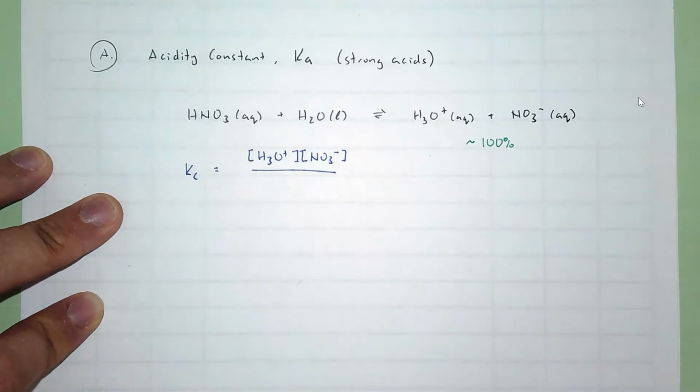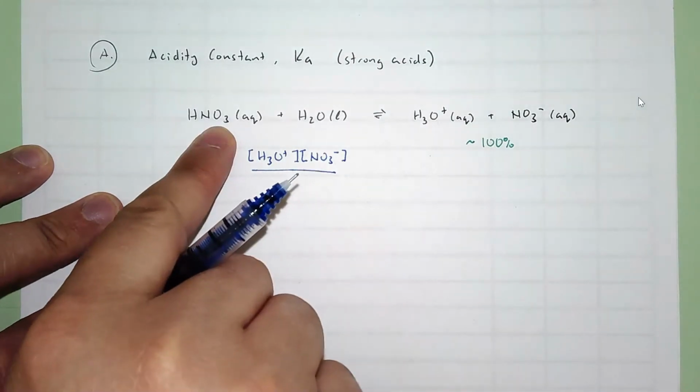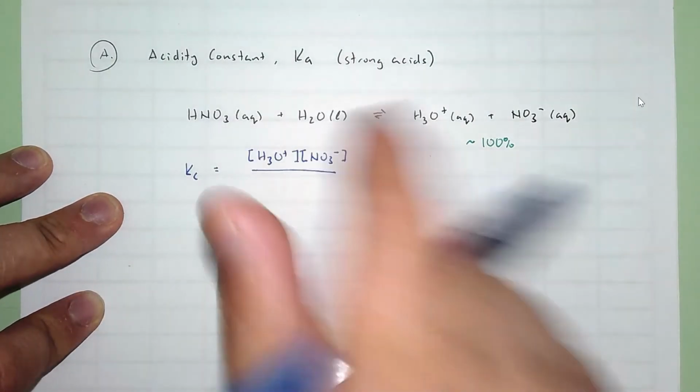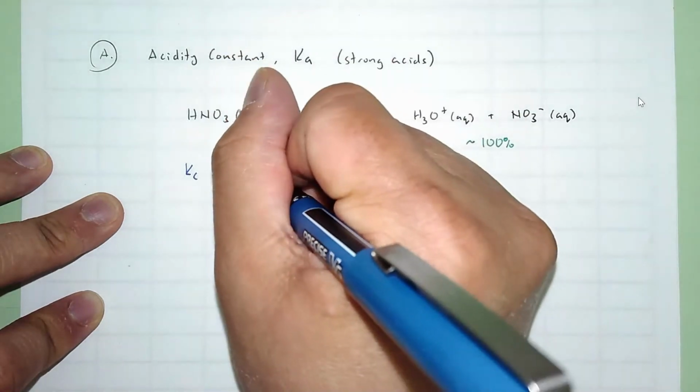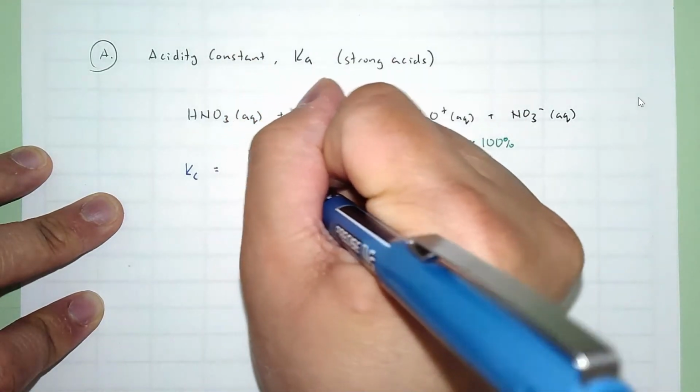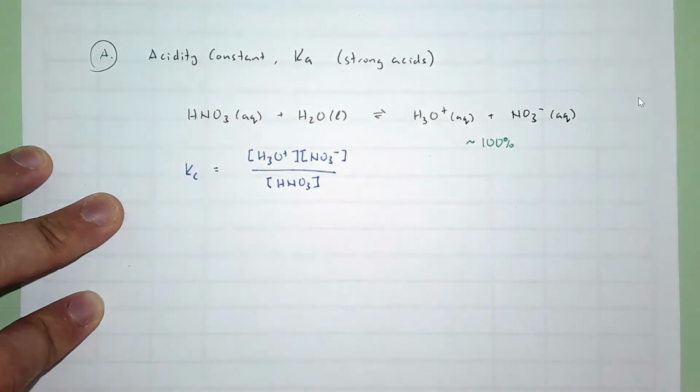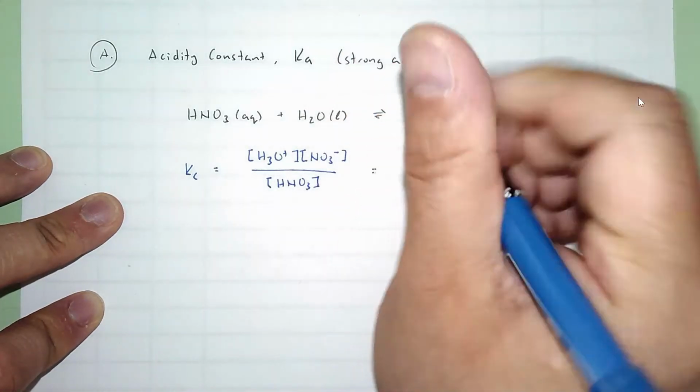What do we have in the denominator? Just the aqueous. You don't use liquid in the equilibrium expression. Concentration of HNO3. So that's the equilibrium constant.